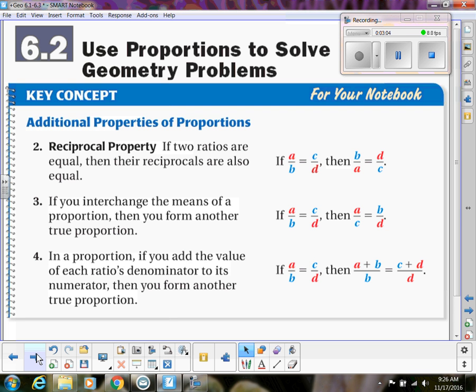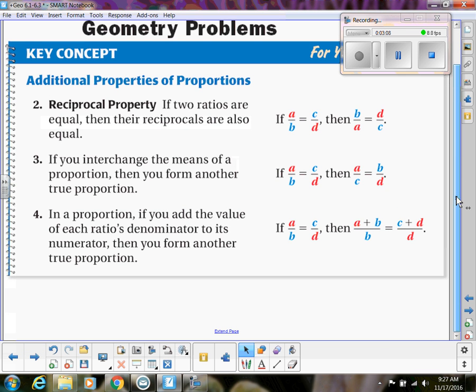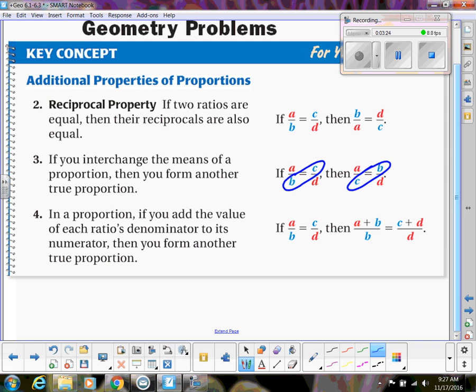All right, so talking about the extremes and the means, I want to talk about some more properties. The reciprocal property we just discussed, so I'm not going to discuss that again. But let's look at number 3. If you interchange the means of the proportion, then you form another true proportion. So remember, the means were this diagonal. So if I change those so that they're switched, this is another proportion.